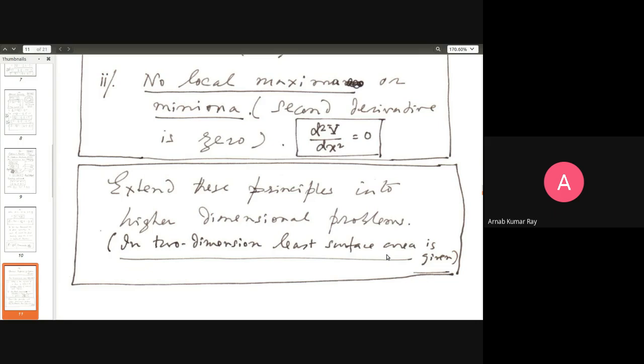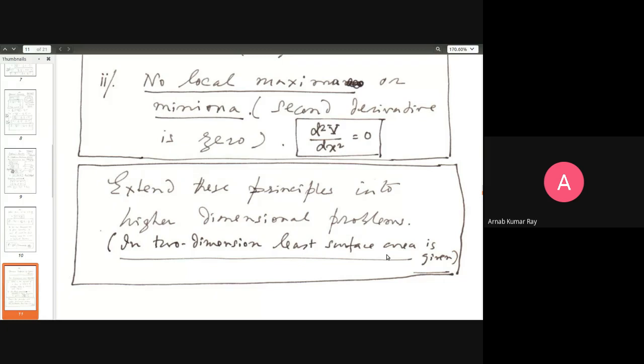In 2-dimension, you are no longer talking about path. Path is a line, as in your line element dl. But now in two dimensions, you shall have to think in terms of a surface. You solve Laplace's equation, and it will give you the least surface area. Just as in 1D you get the least path length, in 2D you will get the least surface area.